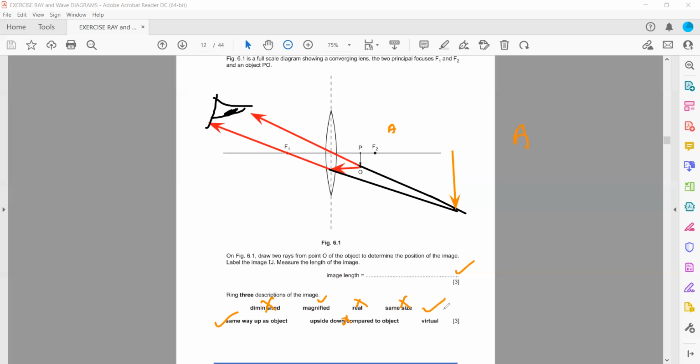And is it virtual? Yes, it is virtual. So magnified, virtual, and same way up as object, or we can say upright image. So the image formed by a convex lens as a magnifying glass, when the object is between the focus and the lens, is always a virtual image.